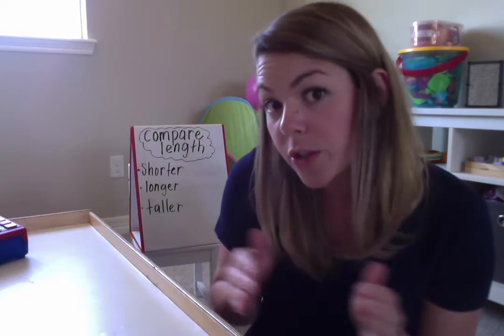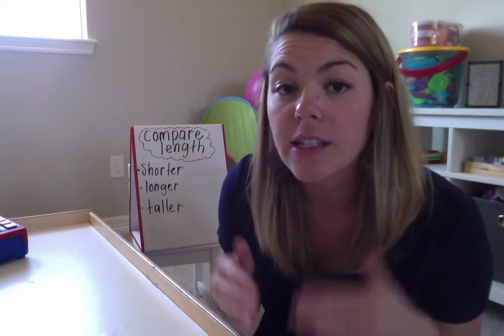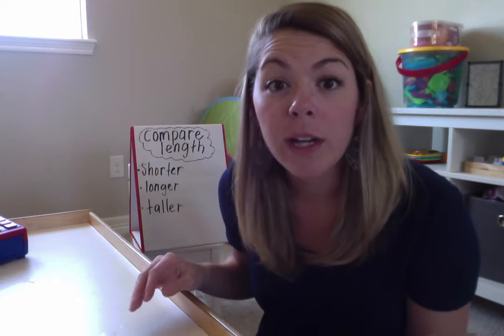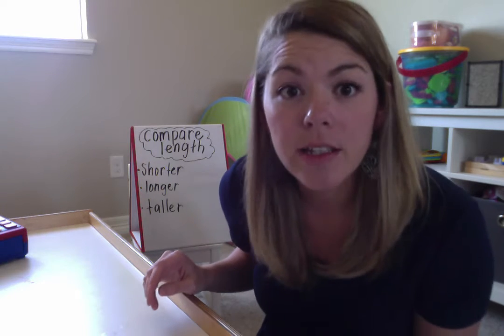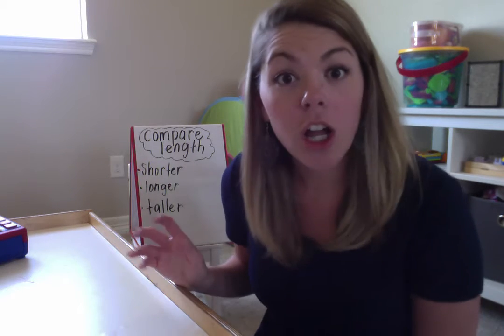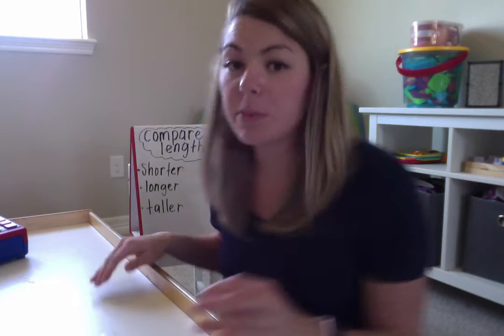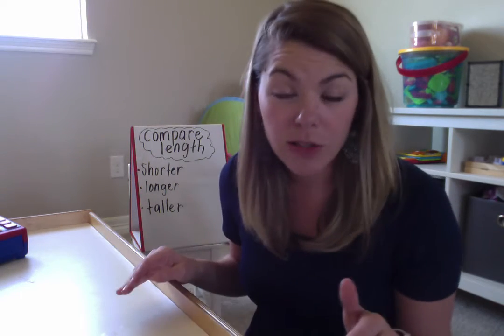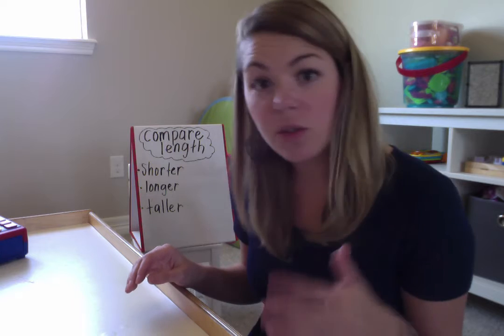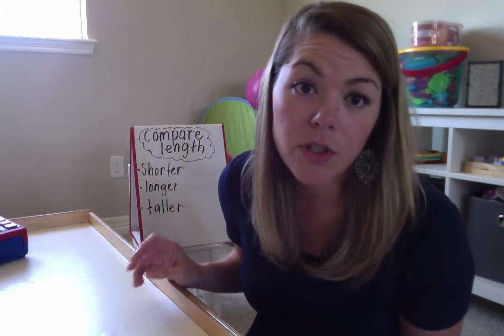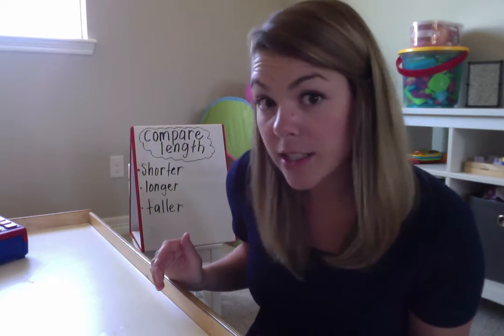If you are ordering lengths, if you're putting the lengths of objects in order, you might use different words like shortest, tallest, longest, or shorter. Okay, so we're going to talk a little bit about how you can measure things. And remember that we're not using rulers yet in first grade. We're just using different objects to measure with.